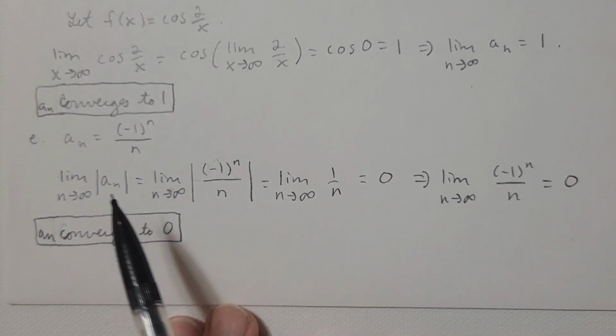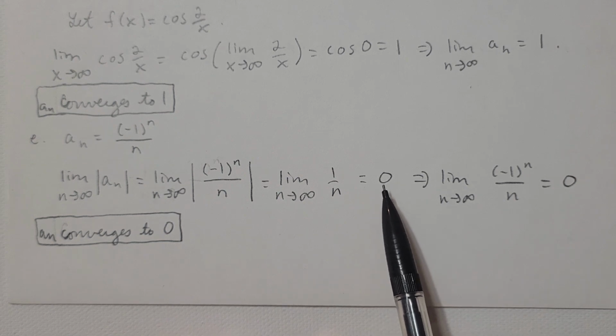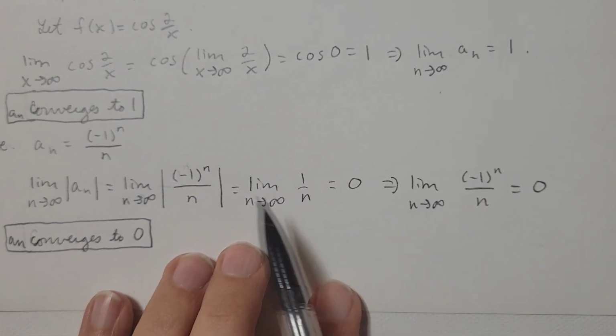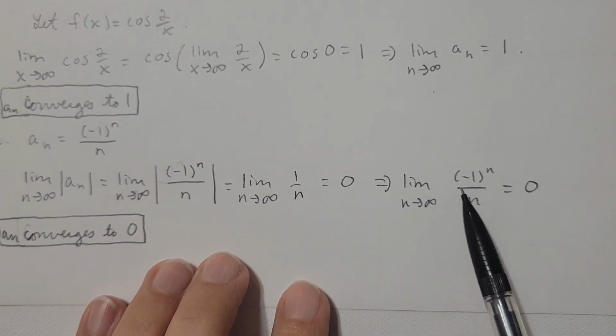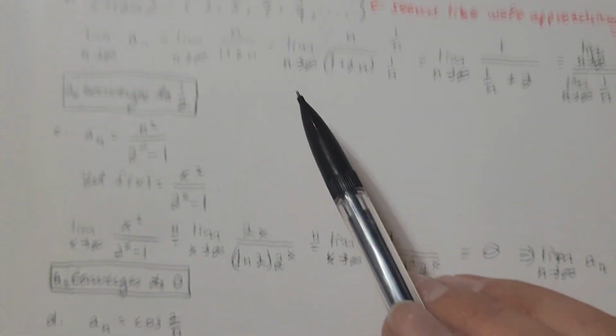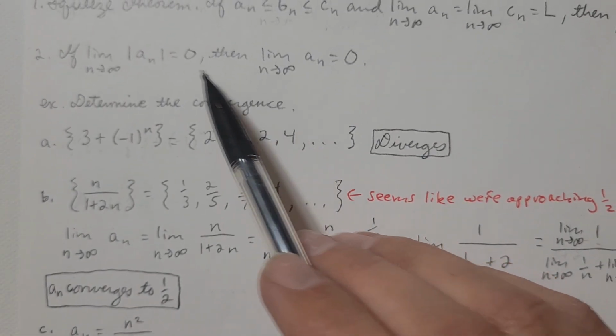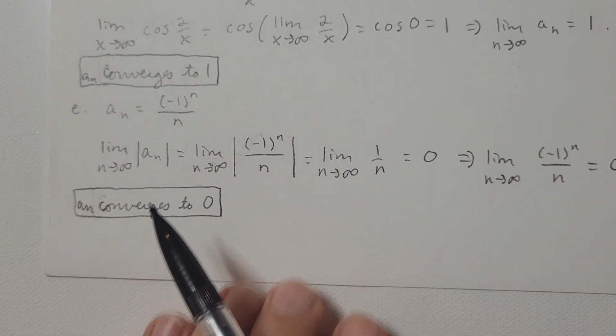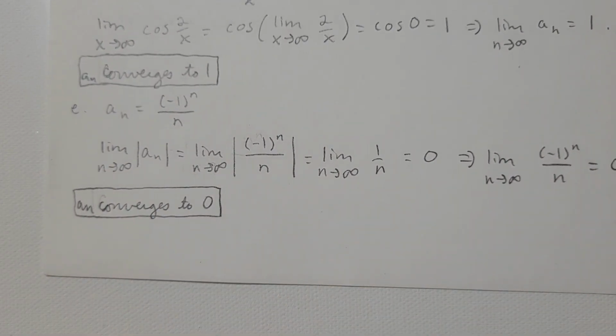Okay, now because this limit gave me 0, that implies that the limit as n approaches infinity of the original sequence, negative 1 to the n divided by n, is also 0. Okay, using this statement up here. So the sequence is going to converge to 0. If I list out a bunch of terms, I'm going to get closer and closer to 0.